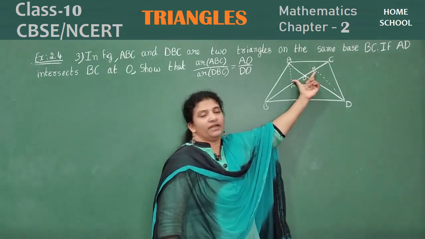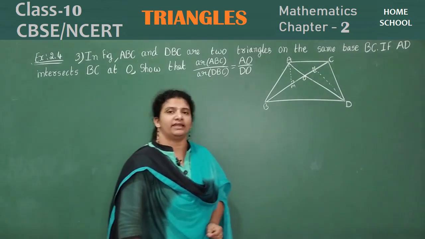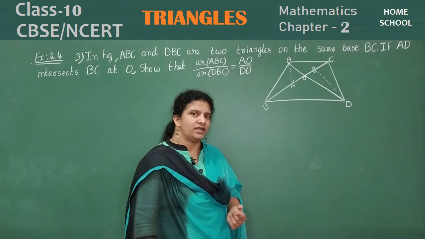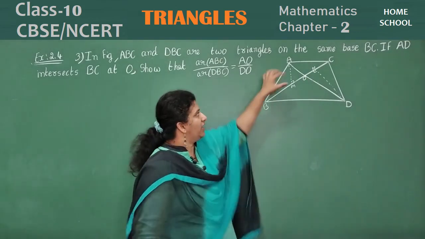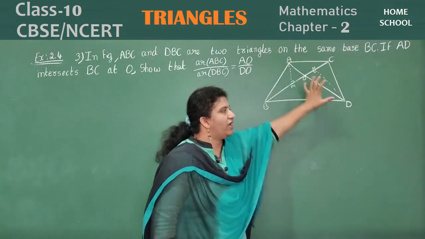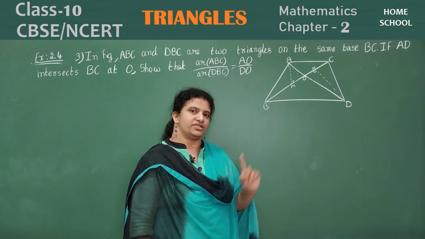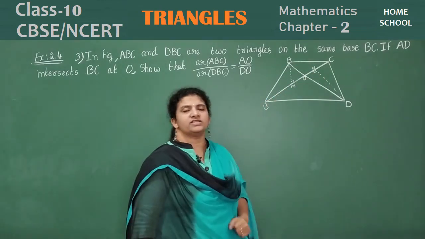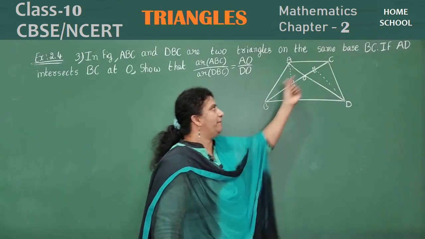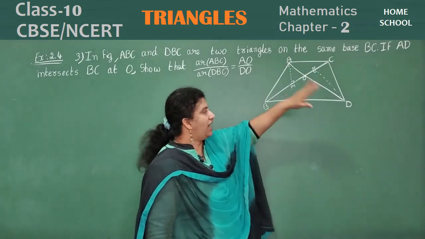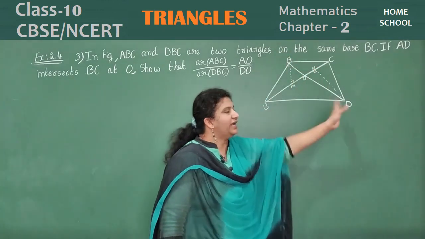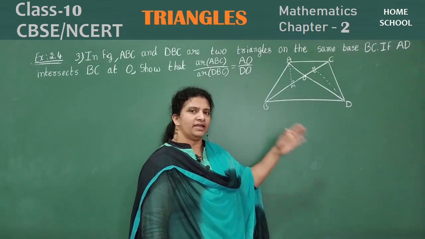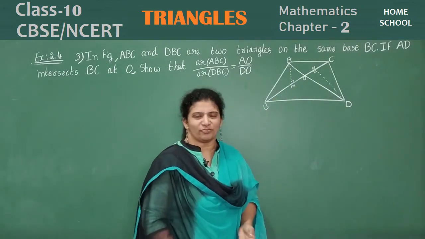Vertically opposite angles, and perpendicular, so by angle-angle similarity criteria, these two tiny triangles are similar. If they are similar, then the ratios are in proportion, right? AM by DN is equal to AO by DO. First equation, we need to mark that. Then we find the area of this triangle and the area of this triangle. What is the area of a triangle formula, children? Half into base BC, height AM. And here half into base BC, height DN. BC will be cancelled, then AM by DN is left. AM by DN is nothing but AO by DO. That's all, proof is completed.